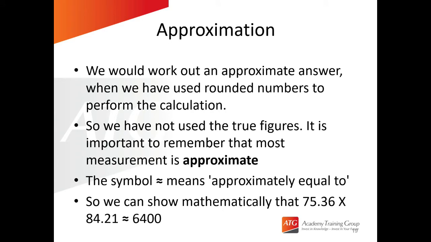Approximations. We would work out an approximate answer when we have used rounded numbers to perform a calculation. So we have not used the true figures. It is important to remember that most measurements are approximates. The symbol ≈ means approximately equal to, so we would show mathematically that 75.36 times 84.21 is approximately equal to 6,400.